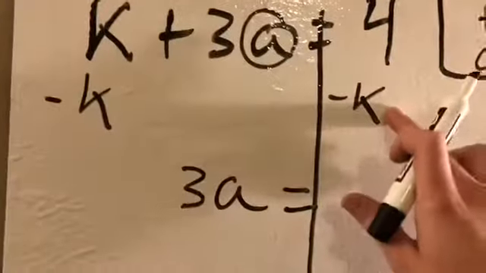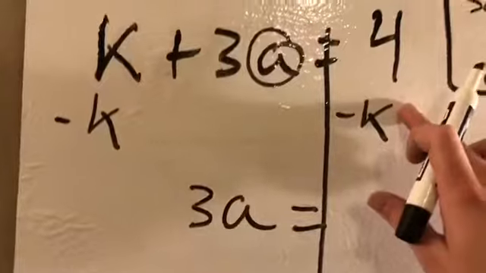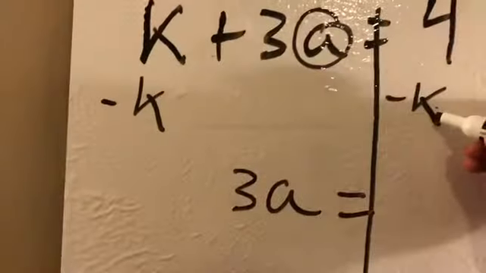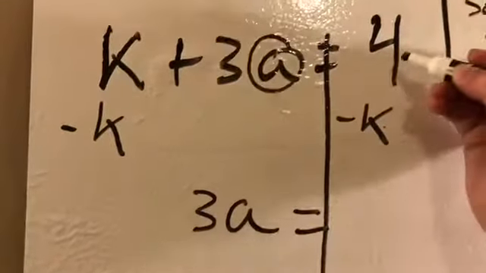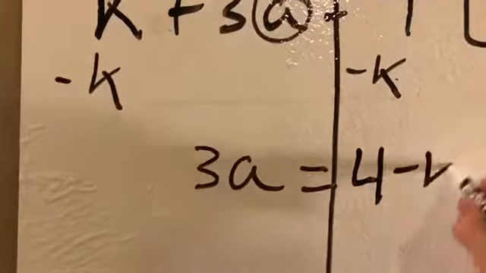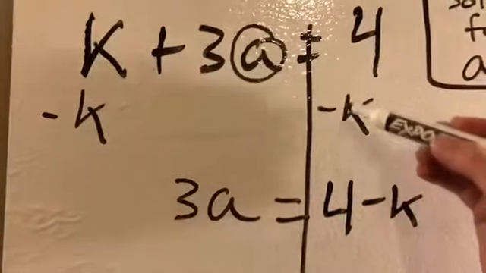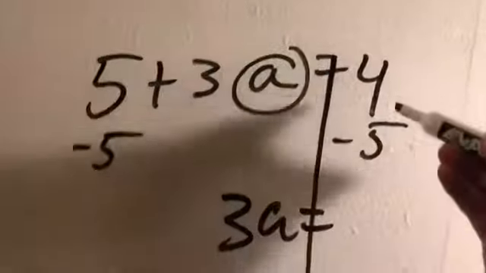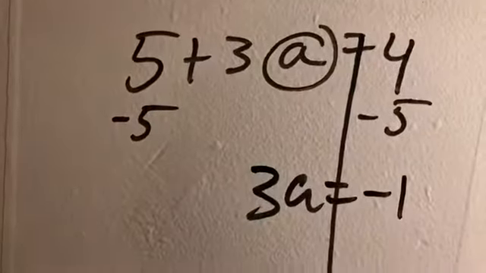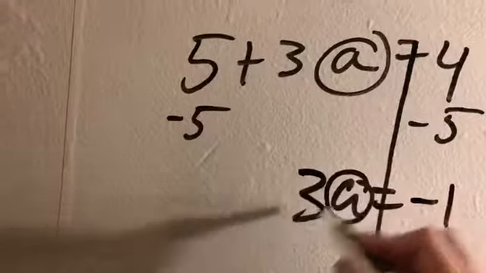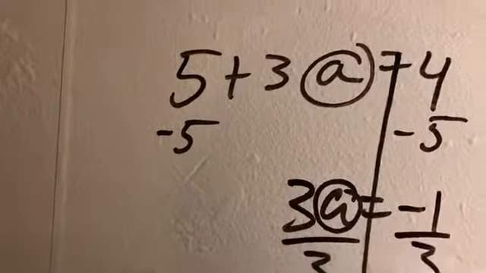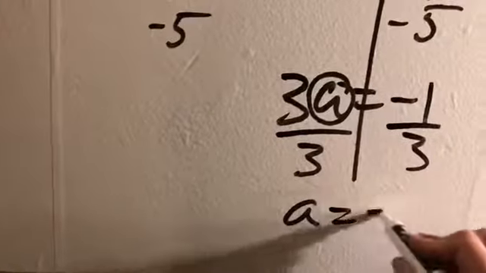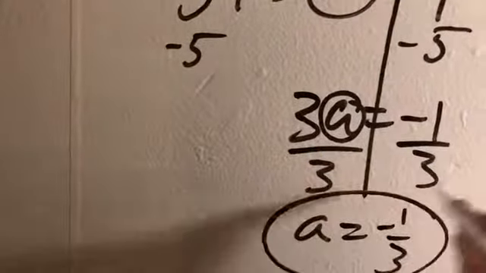Now, 4 minus K, are those like terms? Remember, like terms have to have the same variable. Since that's a K and that's a number, I can't combine them, so I'm gonna write them next to each other, 4 minus K. Now if we go back to this example, we know that we could do the 4 minus 5 to get us a -1. And then if we're still solving for A, I'm gonna divide by 3. And in this problem, A will equal -1/3.